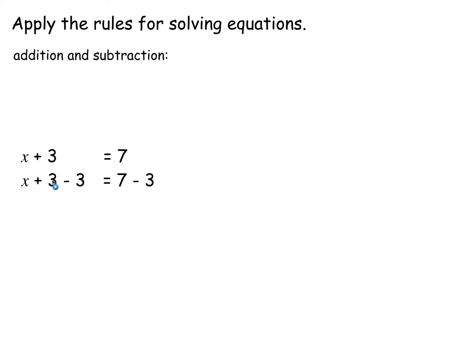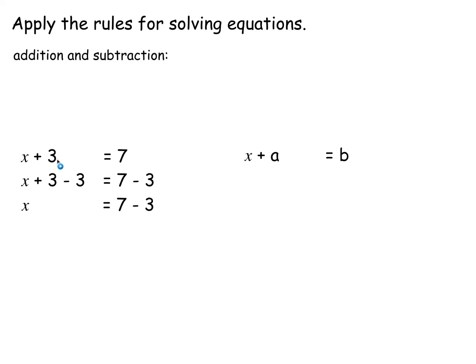The reason to take 3 off the left is to get rid of this plus 3 and isolate the x. On the right, it gives you 7 minus 3. So we know 4 plus 3 makes 7. We know 7 minus 3 is 4. But we're about to replace these with letters. So we want to follow the rules for equations through with letters.